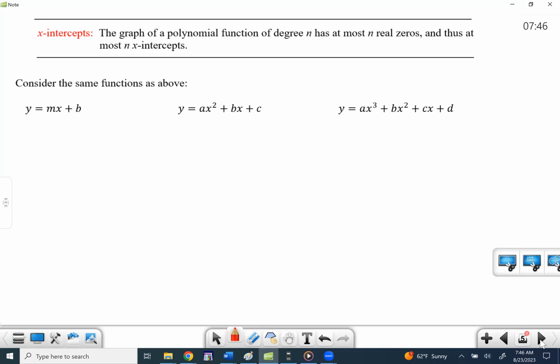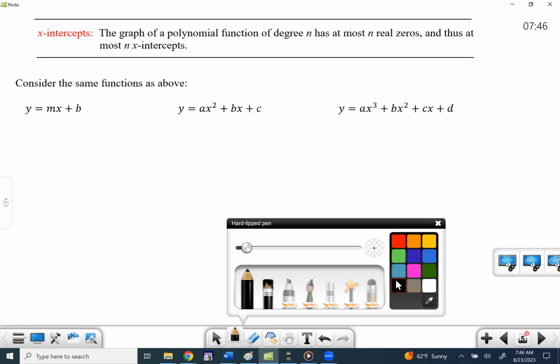All right, now we have another rule for the x-intercepts. It says, the graph of a polynomial function of degree n has at most, so it's at most again, n real zeros, and thus at most n x-intercepts. So it could be that it has less than n real zeros, okay? Now it matches, it's not 1 less. If it's degree n, it'll have at most n. So that's kind of tricky. You've got to make sure that you think about that. And so let's go ahead and dive in and really think about what that's saying, okay?